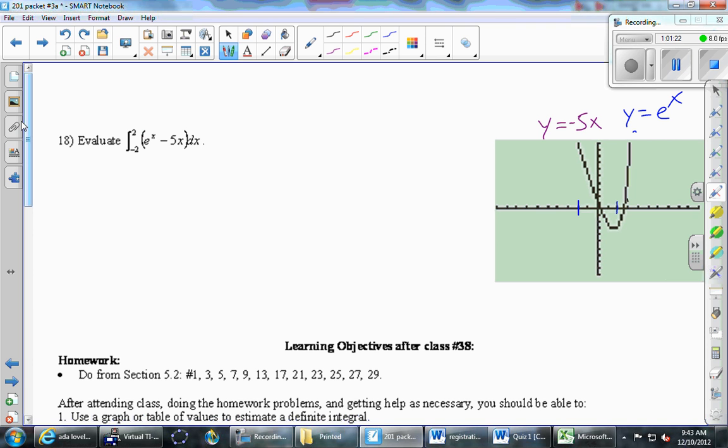Okay, so negative 2. So we go up to the curve, and then we start shading. So it looks like I've got that kind of region there. And then where does it go when the function gets negative? Like, is it here?